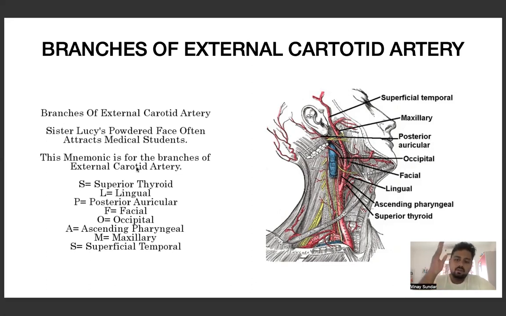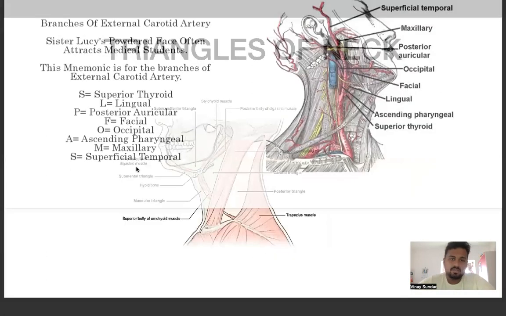Okay, so there is something called the common carotid. The common carotid bifurcates into the external carotid and the internal carotid. The internal carotid supplies the eye and the brain, while the external carotid usually supplies the head and neck region, including the face. These are the branches of the external carotid artery.